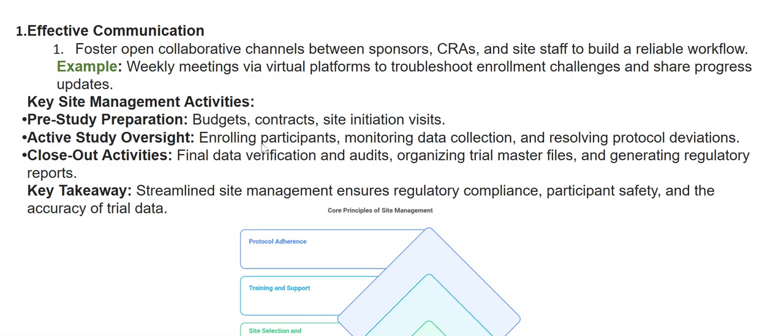Active study oversight: enrolling participants, monitoring data collection, and resolving protocol deviations. Active study oversight can also be applied through periodic monitoring and on-site monitoring. Closeout activities: final data verification and audits, organizing trial master files, and generating regulatory reports. Part of it can be conducted as a closeout visit as well, as part of closeout activities.